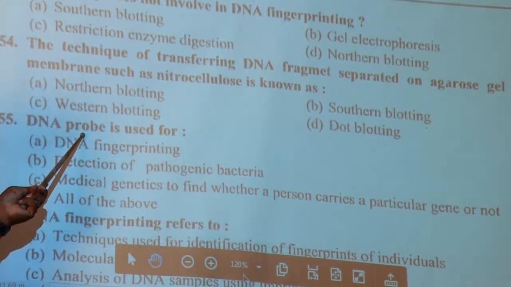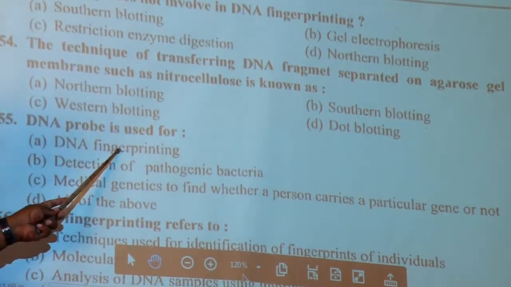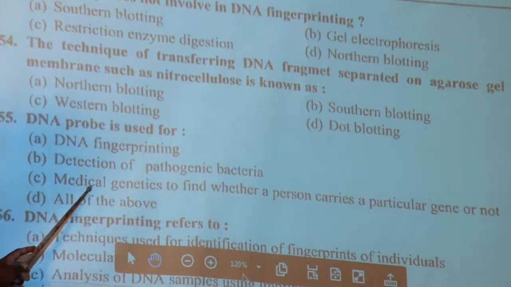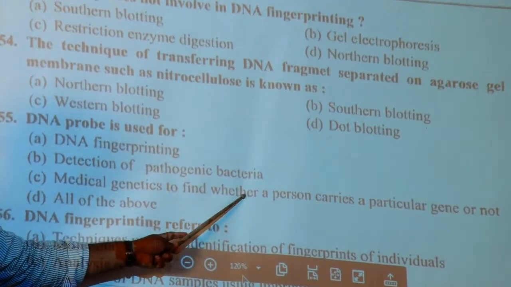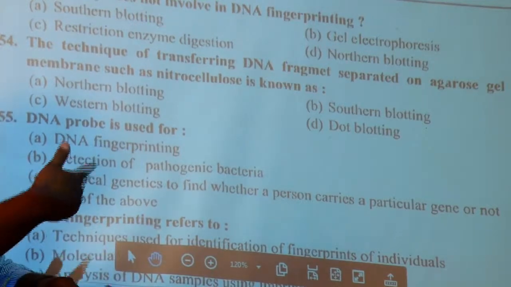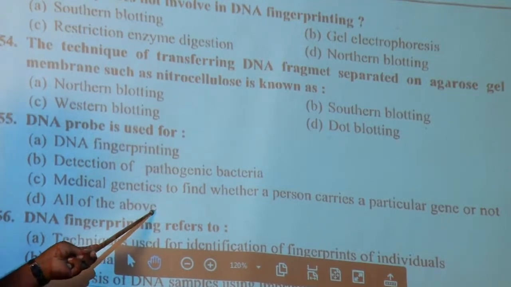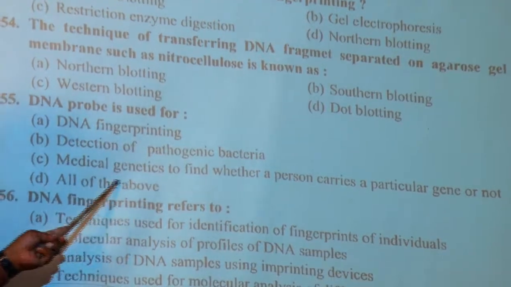We know a probe is something artificial that comes and binds with the DNA and hybridizes. But see, this is an application. It is used in fingerprinting also. Detection of pathogens is also correct. Medical genetics to find whether a person has a gene or not, because a probe is something you give and check. If its complement is there in the body, it will bind. That's all. So I'll go with all of the above. This is additional information. All the above is correct.